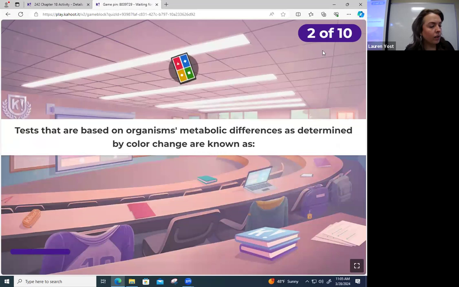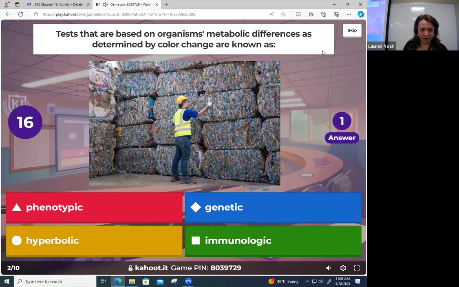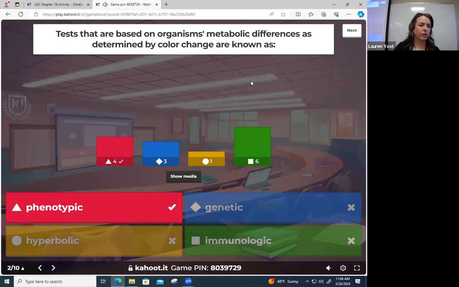All right, tests that are based on organisms' metabolic differences as determined by color change. I think this is the same question. It is, isn't it? Okay, it is. There's still another term we can apply to this. Right, so this will be phenotypic. If it's based on color change and it's metabolic, that's not immunologic and it's not genetic. And we didn't talk about anything being hyperbolic. So yes, it'll be phenotypic.